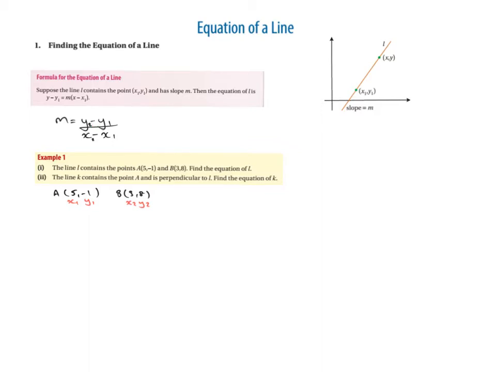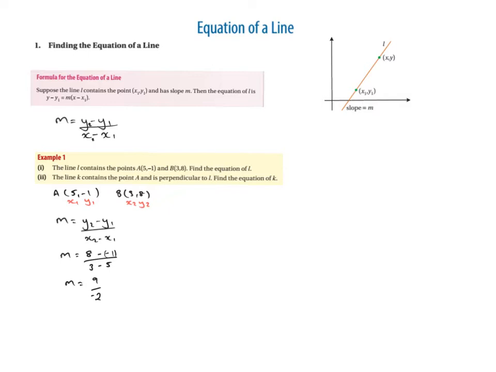So we know that m is equal to y2 minus y1 all over x2 minus x1. Stick in the values, we get m is equal to y2, which you can see there is 8, minus y1, which is minus 1, all over x2, which is 3, minus x1, which is 5. Okay, m is equal to 8 minus 1, so that's 8 plus 1, which is 9. And then we have 3 minus 5, which is minus 2, i.e. our slope m is equal to 9 over negative 2, or negative 9 over 2.